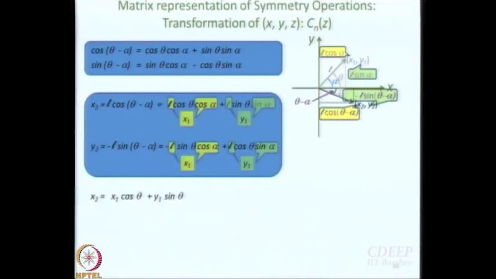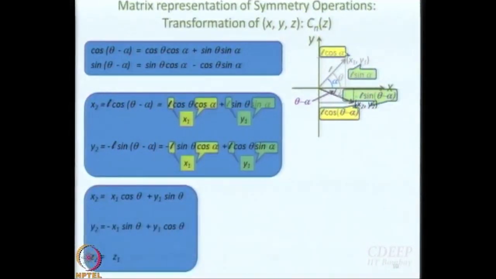Now, in the expression for x2, what is our goal? We are trying to express x2 in terms of x1 and y1. So, do you see x1? Where is x1? This, right? L cos alpha. Do you see y1? Where is y1? L sin alpha, that is y1. And you see x1 and y1 in the expression for y2 as well. So, now what we have done is we have written x2 as x1 cos theta plus y1 sin theta. I have written y2 as minus x1 sin theta plus y1 cos theta. Is that correct? Right. And what about z2? Z2 equals z1. All right.